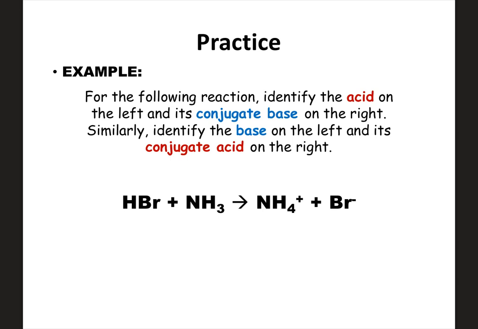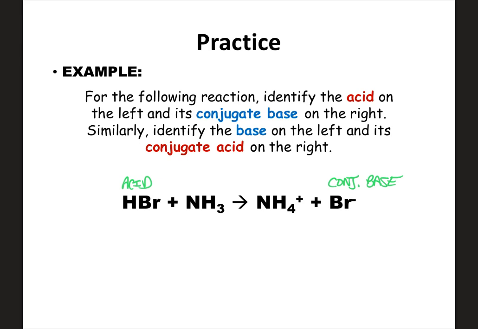They both have H's in them, but I can see the HBr here is losing the H plus to form the Br minus on the right. So that one is going to be the acid here. Okay, so the acid is going to give up the H plus, so that would make the Br minus the conjugate base of that acid because it lost the H plus.